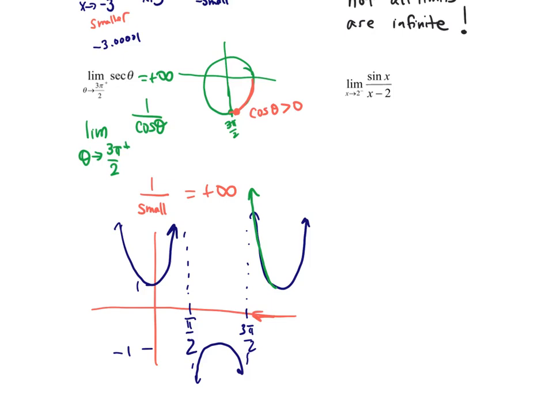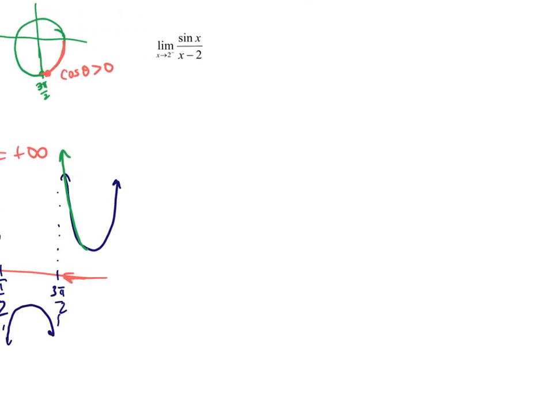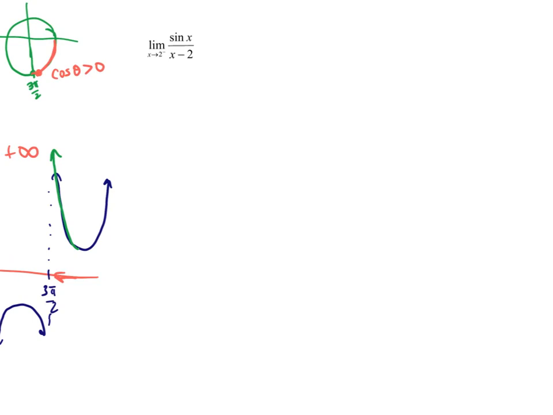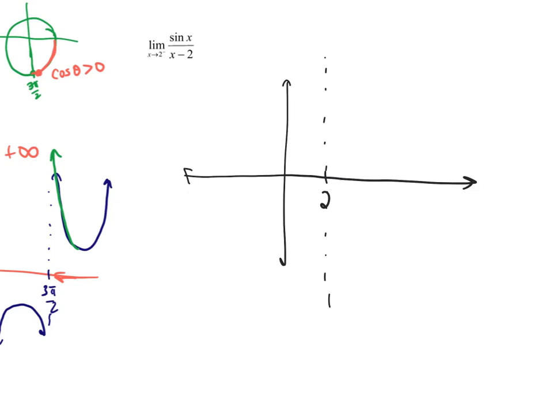Okay, let's look at this last one. This last one is a mess. We have sine x, which oscillates, over x minus 2. We want to know what happens as x approaches 2. So I'm just going to look at the graph of this one, because this one is pretty bad. And 2 is not a real nice number for sine, but if you look at 2, essentially this graph has an asymptote here. And this graph looks something like this.